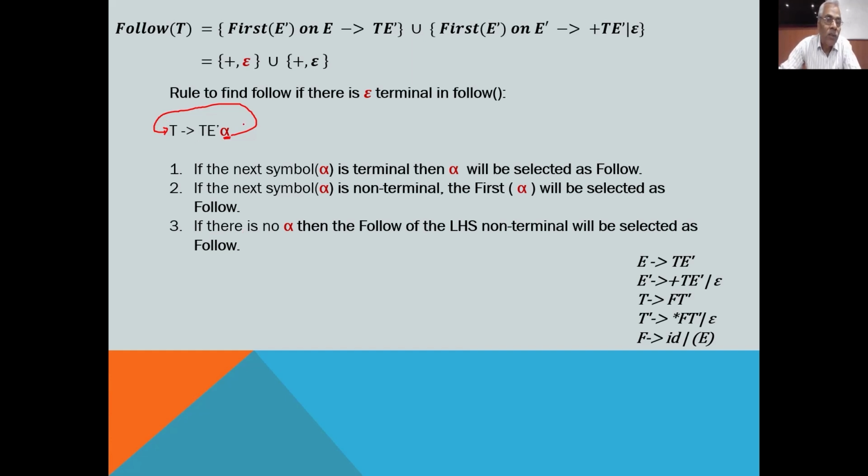This is the third rule. So in this case, if we use this E to TE dash, follow of E dash, at this place there is no symbol, so we use this third rule. If there is no symbol, then we move to the left of this production, and the left of this production is E, so we find the follow of E.